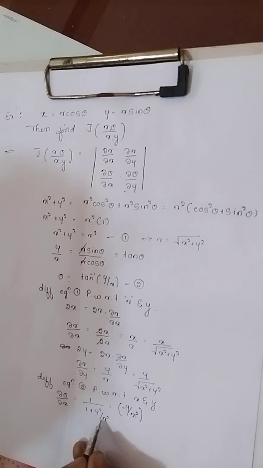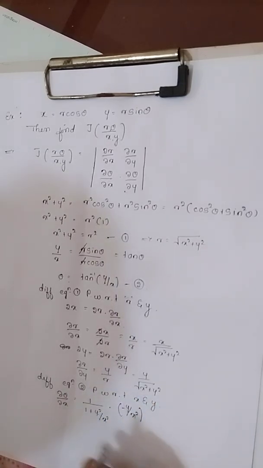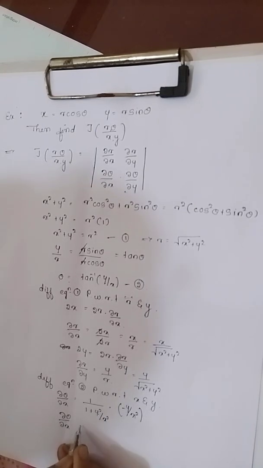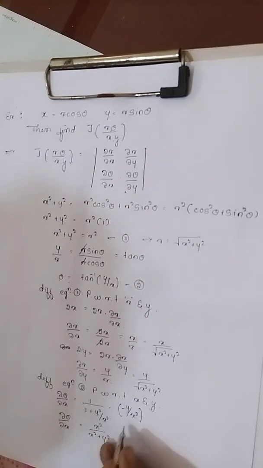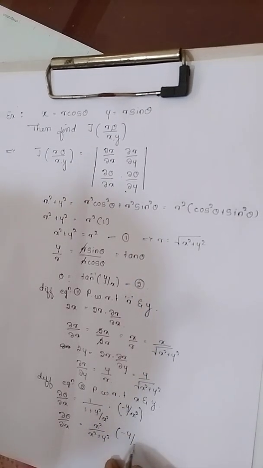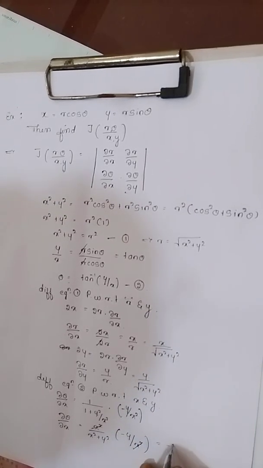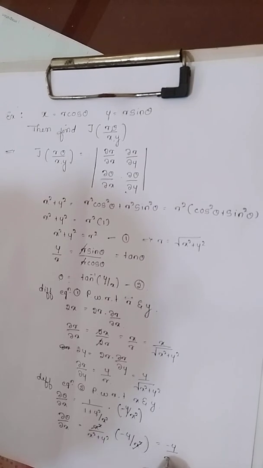So again here the LCM is x square, and the denominator becomes x square plus y square whole divided by x square, and that x square goes to the numerator. So we have dou theta by dou x is equal to x square divided by x square plus y square into minus y divided by x square. The term x square gets cancelled, so we have the value as minus y divided by x square plus y square.